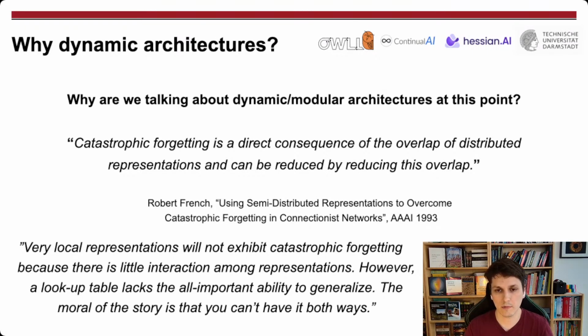But then what we need to realize, I think, is very nicely expressed in this quote, is the motivation where we started entangling parameters in the first place. And that is, very local representations will not exhibit catastrophic forgetting because there's little interaction among representations. However, a lookup table lacks the all-important ability to generalize. So what this quote is basically saying is that you can't really have both at the same time.